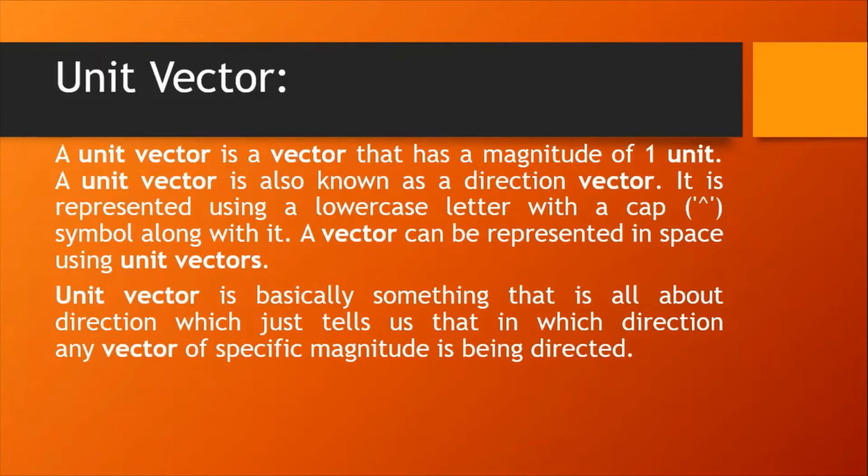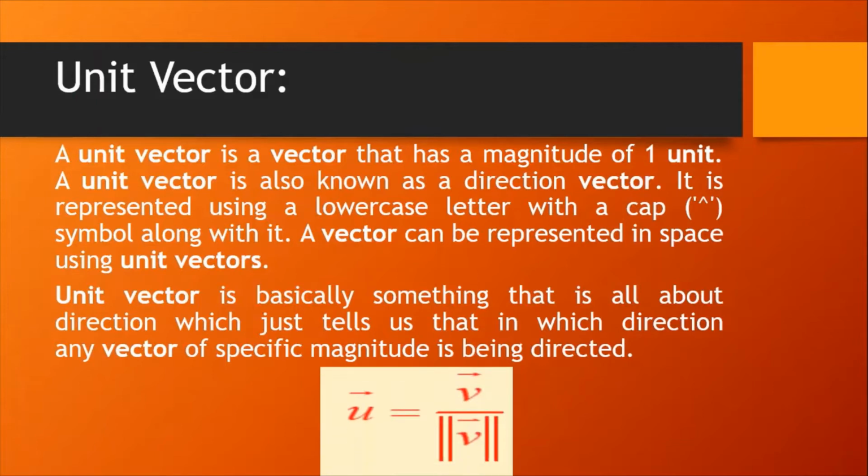So we have to find the unit vector also. A unit vector is a vector which has a magnitude of 1 unit, so it has no unit. This is the formula for the unit vector: vector u is equal to vector v upon magnitude of vector v. So you can also write u cap is equal to vector force A upon magnitude of vector A.